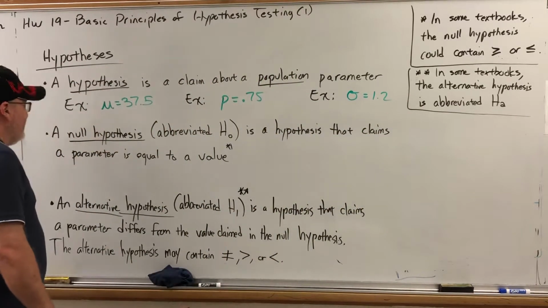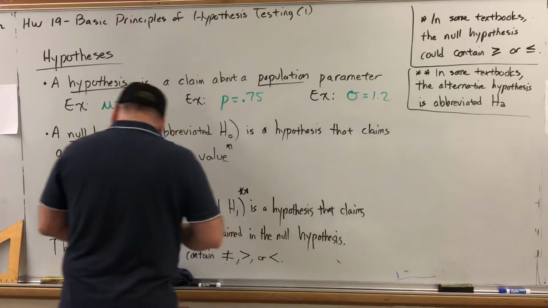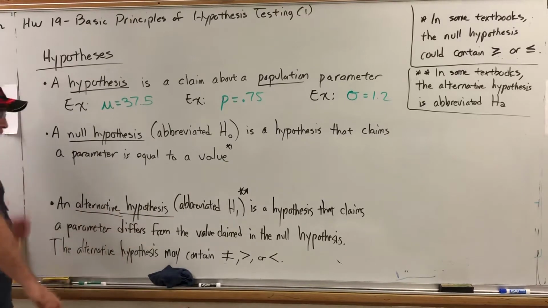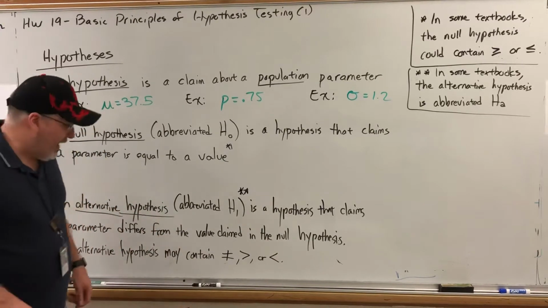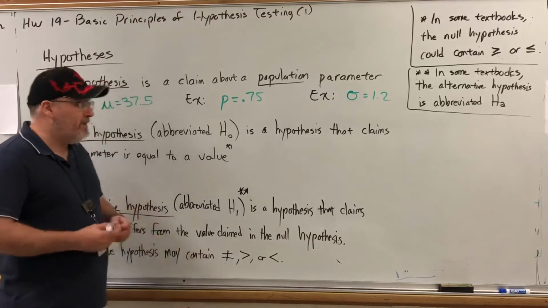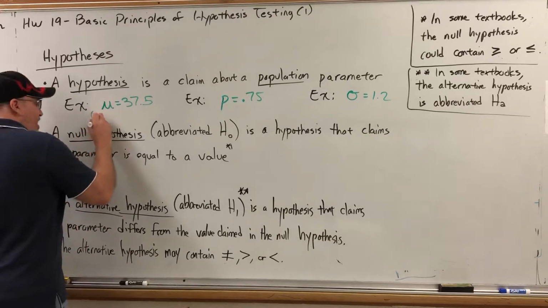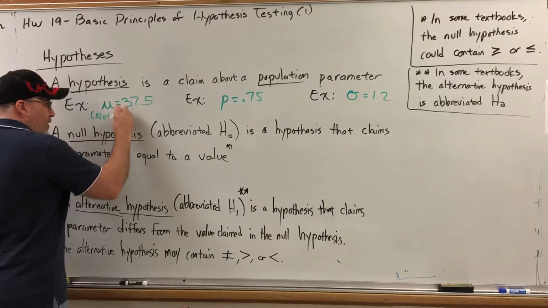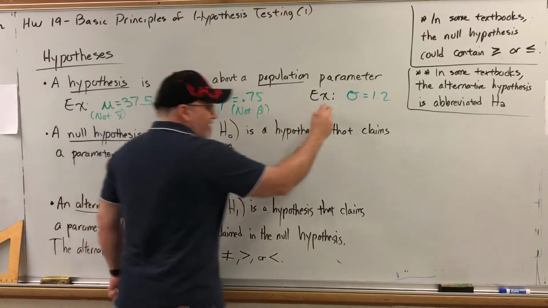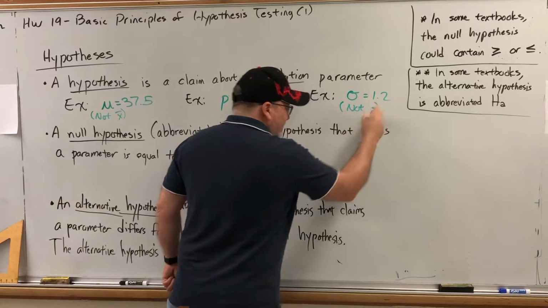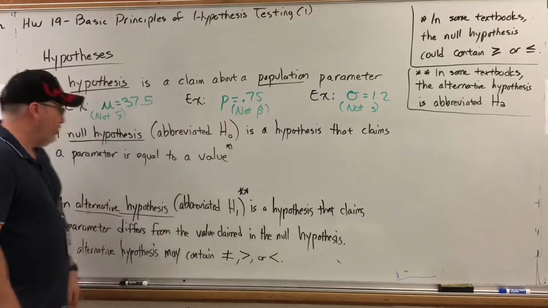But the important thing is that it's always about a population. It's never about a sample. Now, don't get me wrong. We're going to use samples in hypothesis testing, but in terms of writing a hypothesis, it will always be about a population. So that means it's not about X bar, it's not about P hat, and it's not about S, which are the point estimates for these population parameters.